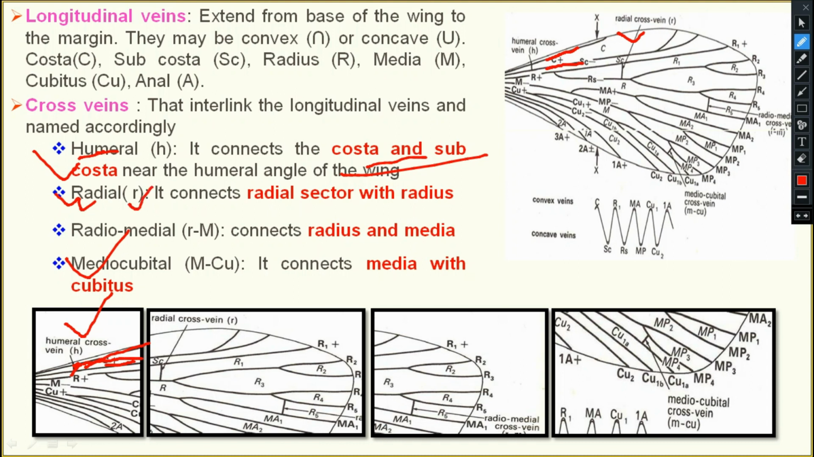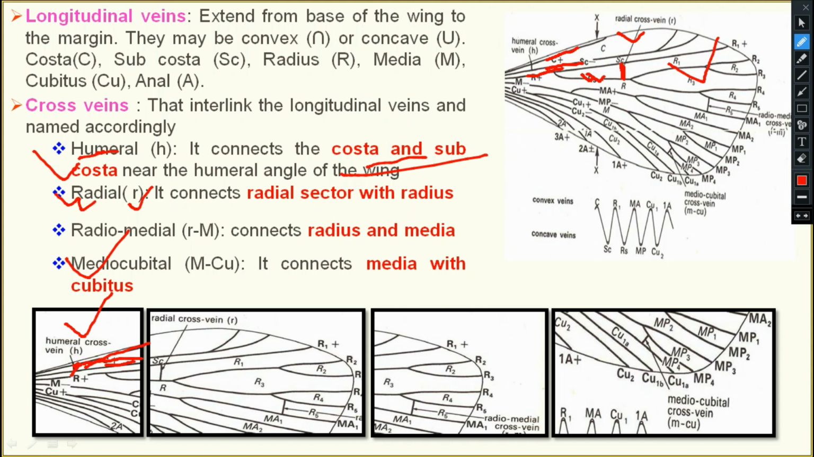You see radius is there. This is the radius. It is divided into R1 and RS. RS means radial sector. So in between them you see there is one cross vein. Can you see it? My mouse pointer, is it visible? Yes or no?